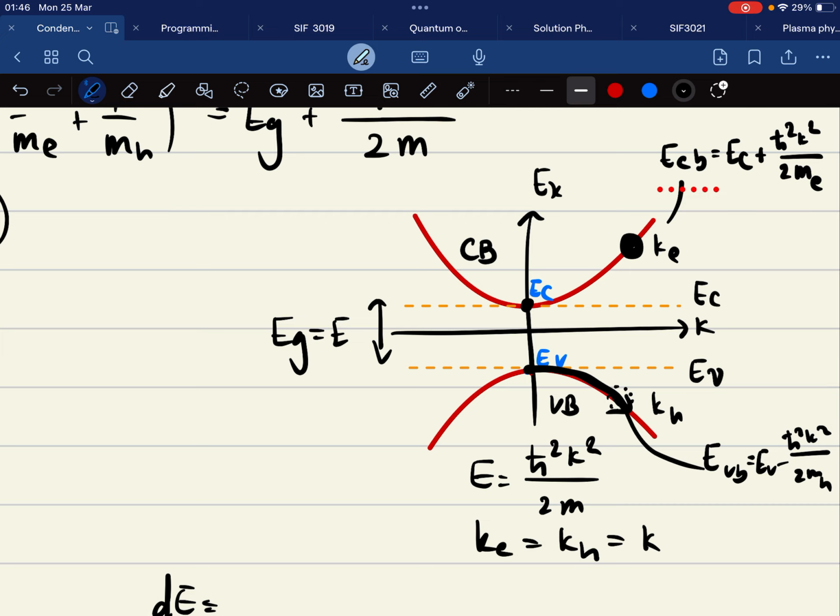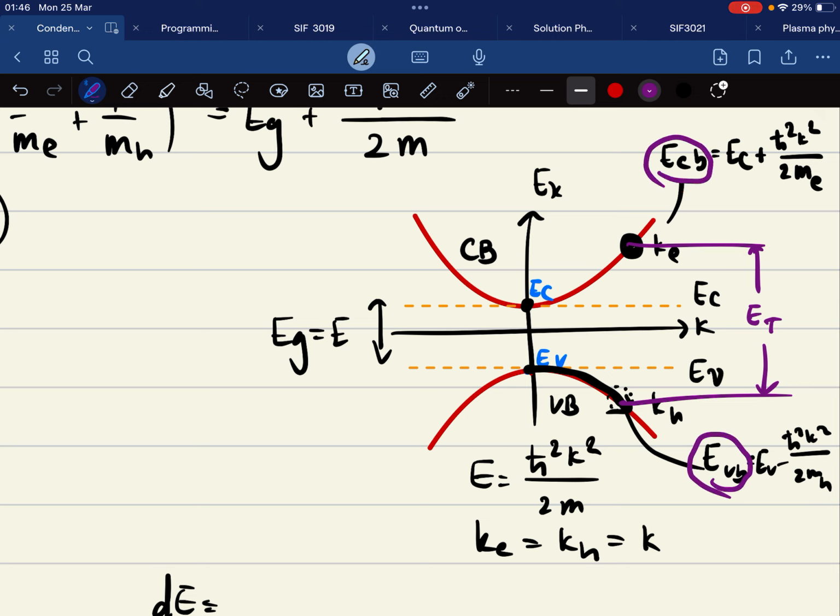Okay, alright, so how I define the ET is like this. From here to here, I define this to be ET. So near the top of the band is basically this energy difference. So basically if you want to get this, you need to subtract ECB minus EVB.